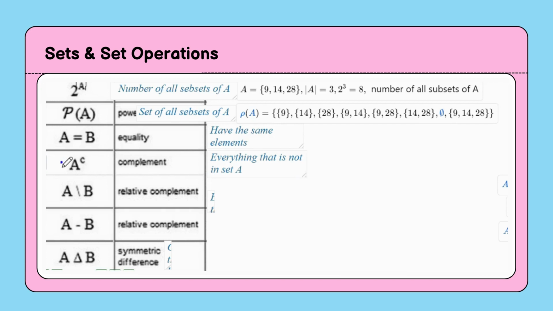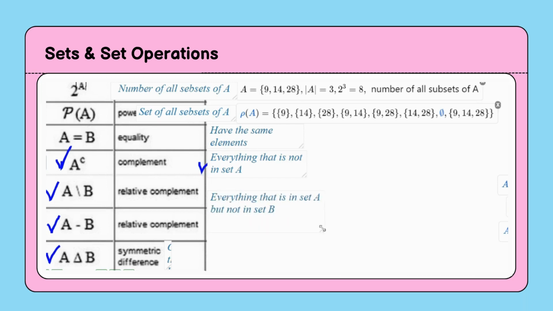A complement, which we will actually need a lot in probability, so don't forget to learn it, is everything that is not in set A, basically. A relative complement, which again we use a lot. There are 2 ways to show it, right there. Also, the symmetric difference we use a lot in probability.